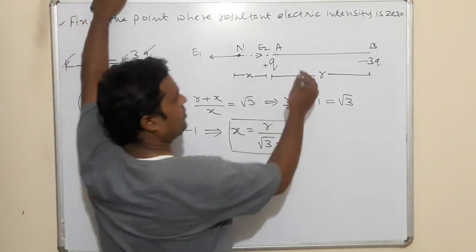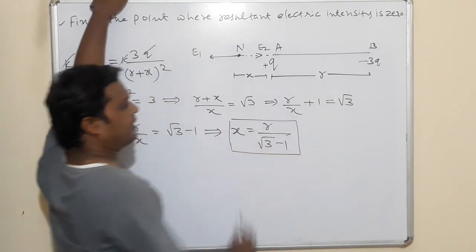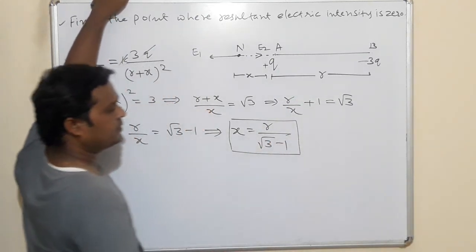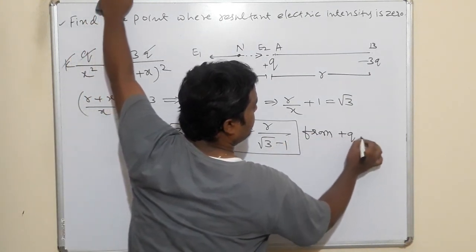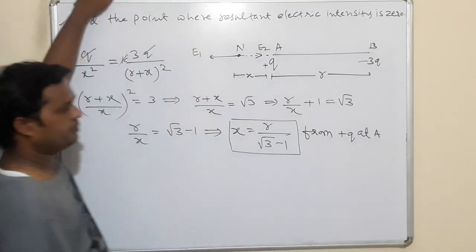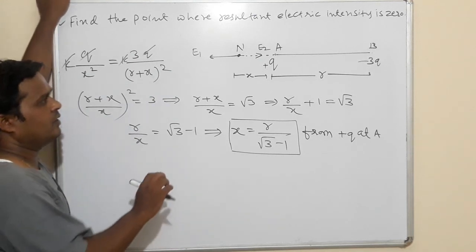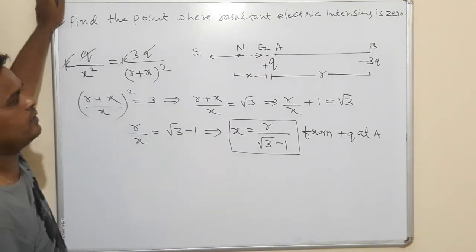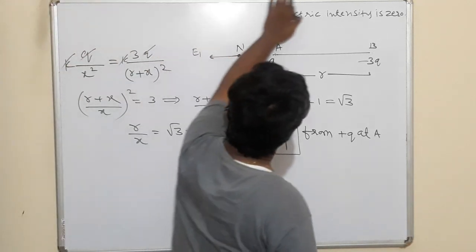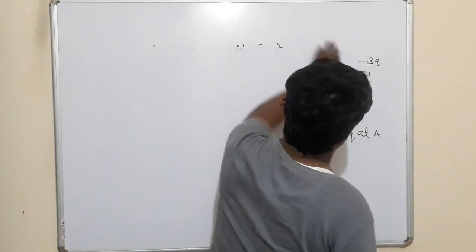Then what will be the distance of this neutral point from here? From here, this will be X plus R. Then you can add R. This is from which charge? From plus Q at A. Okay? So for the neutral point, first you decide the point, then write the two fields, equate the two fields, and you can find the point very easily. Okay, this is about the system of electric field due to a system of two charges and how to find the neutral point.